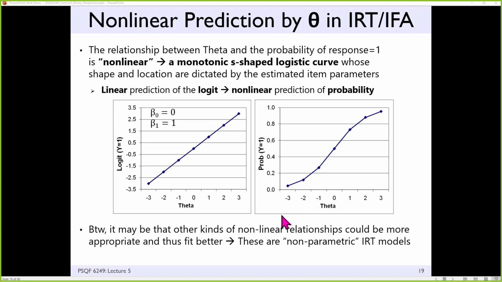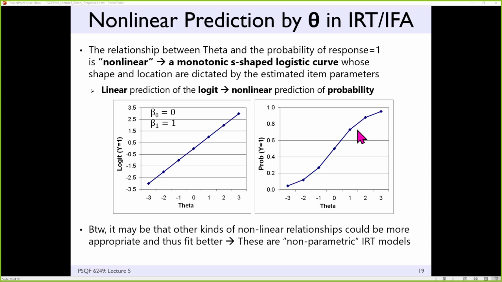All of the models that I'm going to present this semester, by the way, use this same S shape. Ones that try to make the function look like something else are what's known as non-parametric IRT models. If you want to learn about those, go ask the Google. But this is still parametric. It's nonlinear, but it's a particular flavor of nonlinear, not just whatever nonlinear.